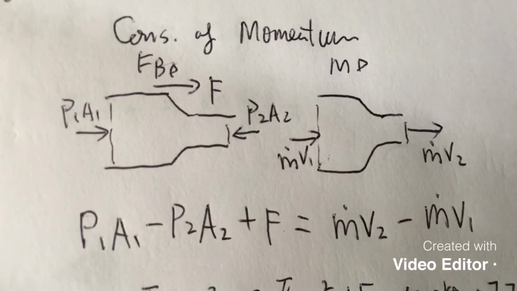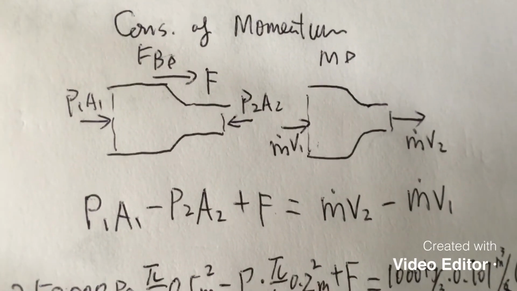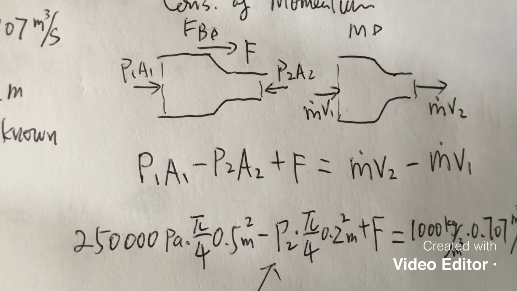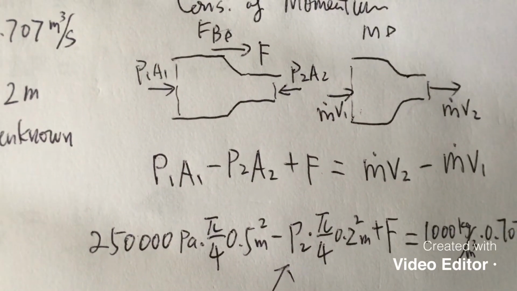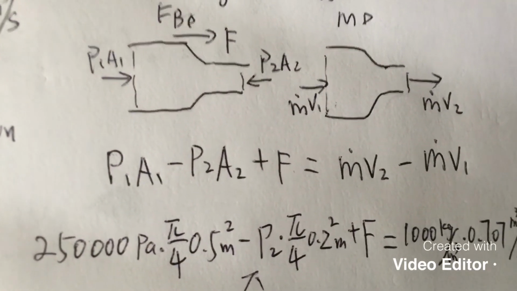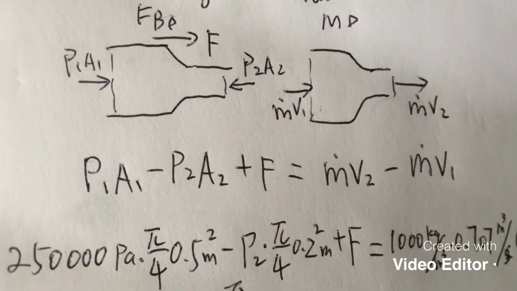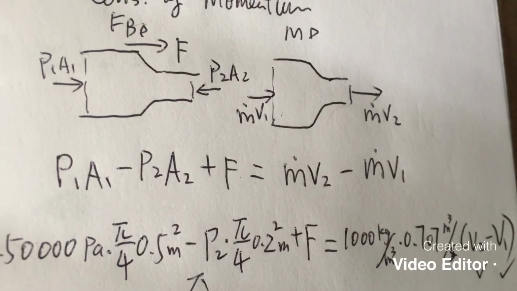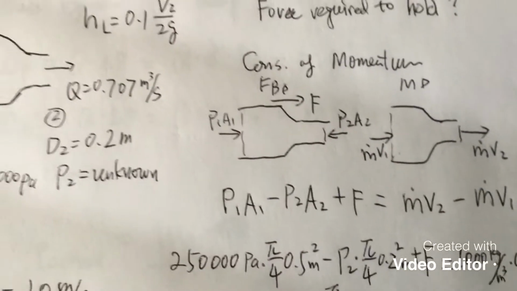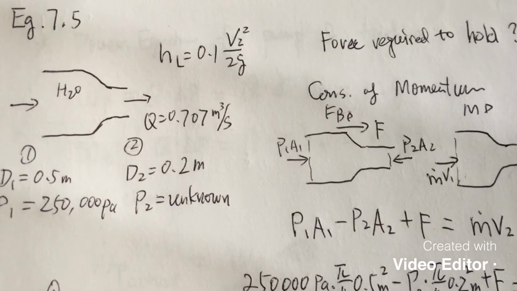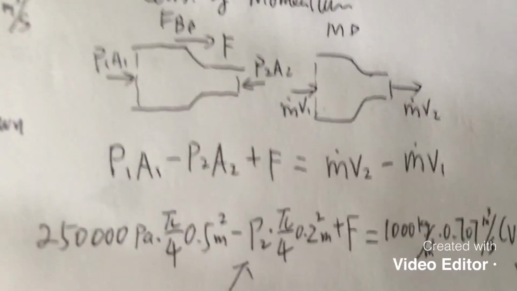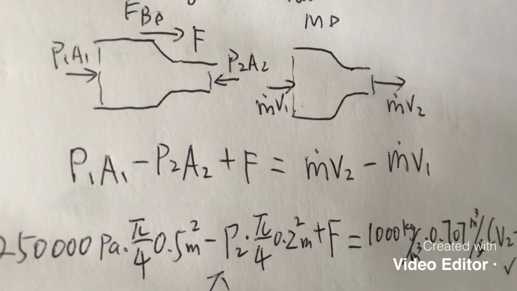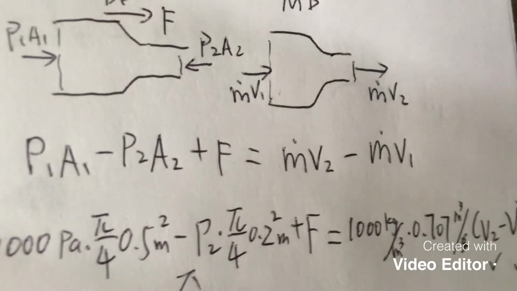So we are calculating the force F, right? We need to know everything else. Do we know everything else? At least we know P1A1, right? Diameter we know, so we know P1A1. We don't know P2, and we know A2. How about the mass flow rate and the velocities? Okay, we're given a volumetric flow rate. So mass flow rate is just equal to the volumetric flow rate times the density of water, right? Easy. So mass flow rate times V2 minus V1.